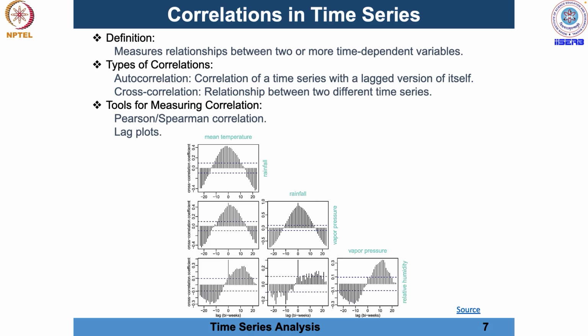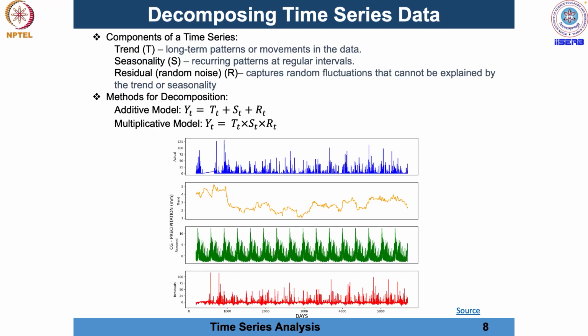Once you get this information, you can look at the processes and interpret what kind of process is dominating. Then one important concept in time series is decomposing the time series dataset. Let's say you have trends, seasonality, and some random noise. The important thing is to figure out what the trend in the data is, what the seasonal behavior is, and what random noise is present in the dataset.